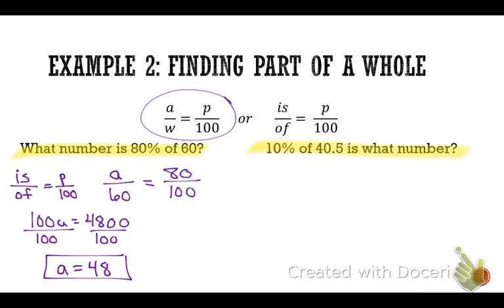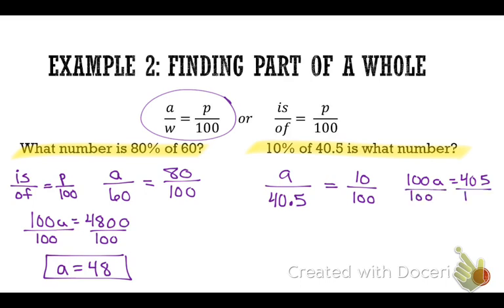All right, okay, so I have A over 40.5 because that's my of. My is what I don't know, so I use the A for the variable, equals 10 over 100. That's my percent. So I get 405 equals 100A. Divide both sides by 100. And A equals 4.05.